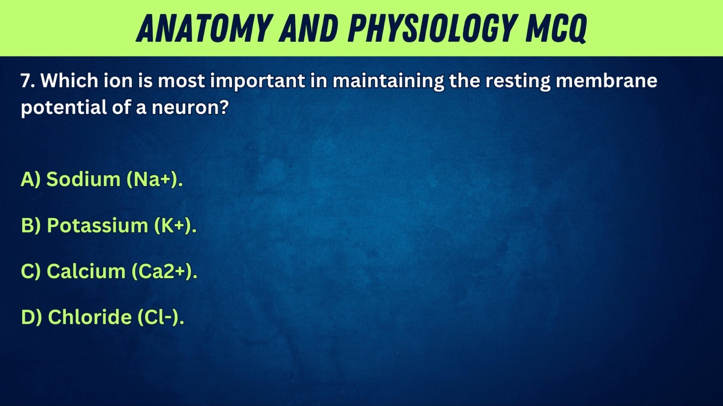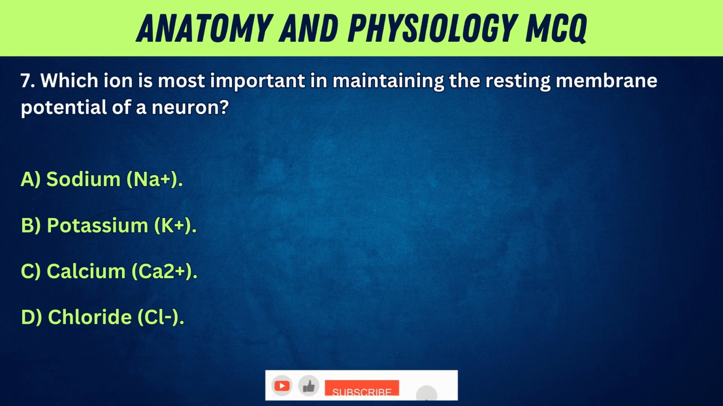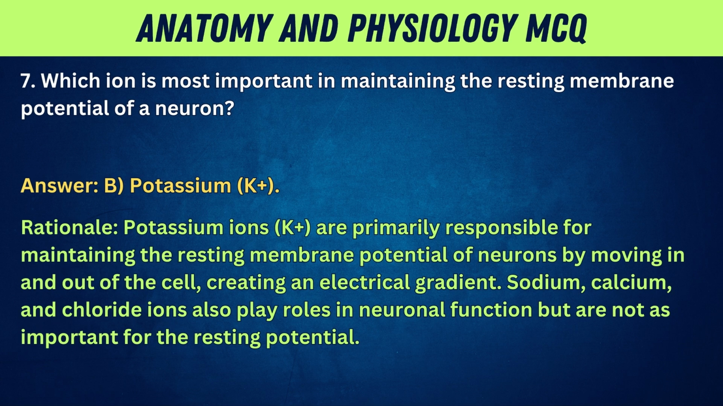7. Which ion is most important in maintaining the resting membrane potential of a neuron? A. Sodium, Na+. B. Potassium, K+. C. Calcium, Ca2+. D. Chloride, Cl-. Answer: B. Potassium, K+. Rationale: potassium ions, K+, are primarily responsible for maintaining the resting membrane potential of neurons by moving in and out of the cell, creating an electrical gradient. Sodium, calcium, and chloride ions also play roles in neuronal function but are not as important for the resting potential.